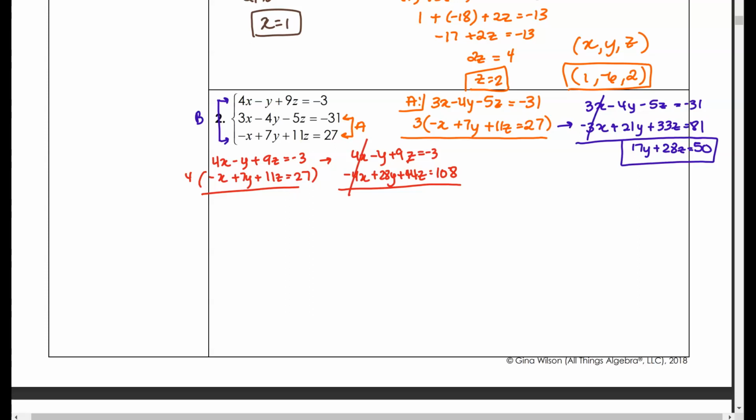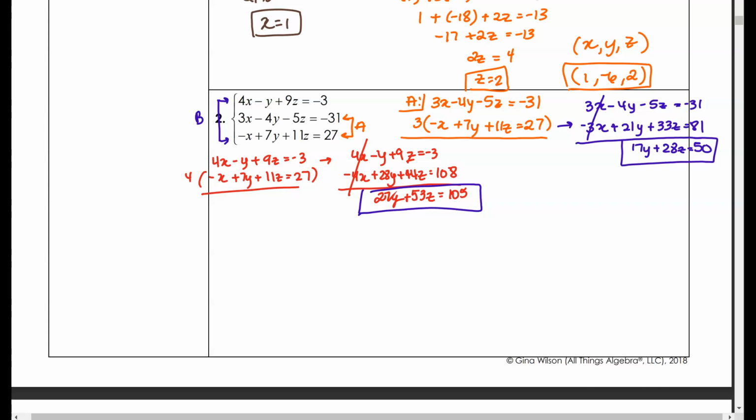28y minus y, that ends up being a 27y. And then 44z plus 9z gives us a 53z. So notice how much these numbers are a lot larger. And 108 minus 3 gives us 105. Okay, so that's our second equation. And so now we're going to combine those two equations.